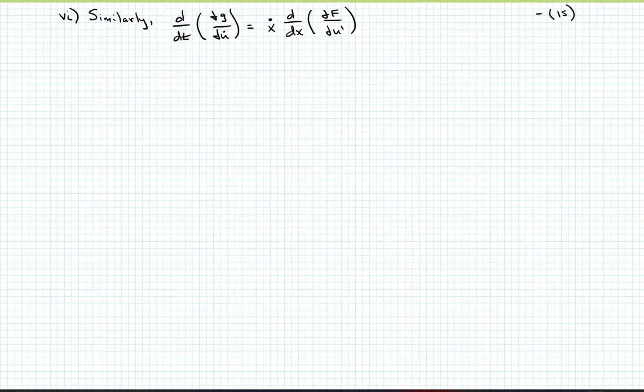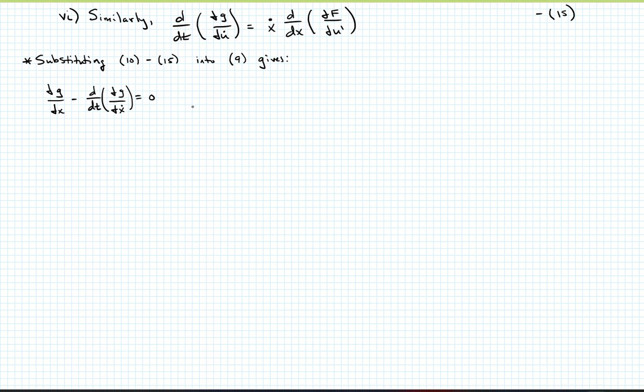Now what we're going to do is substitute all of that back into equation 9. So substituting 10 through 15 into 9 gives the following. We have then that partial of g with respect to x minus d by dt of the partial of g with respect to x dot equals 0, right? That's the first equation of equation 9.